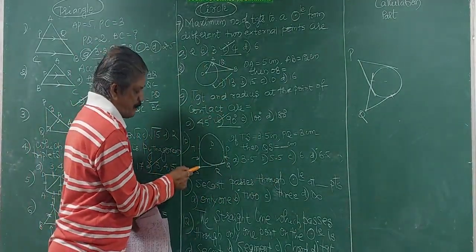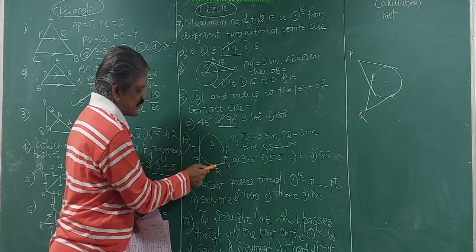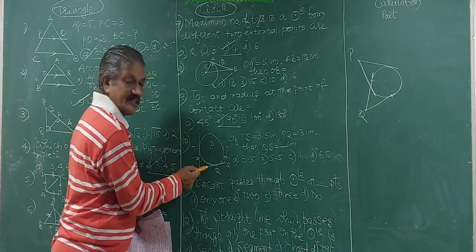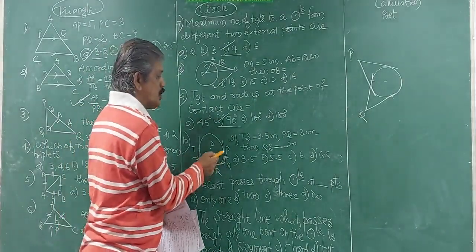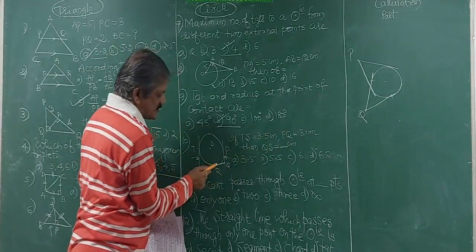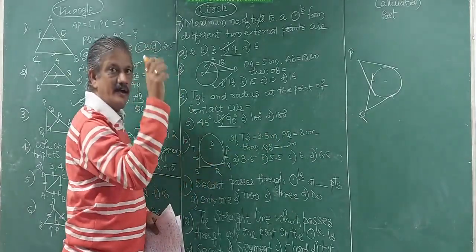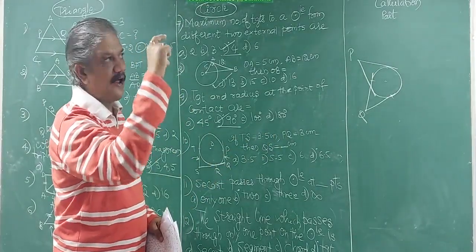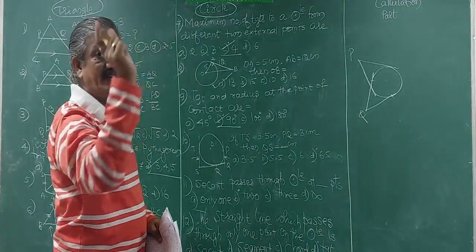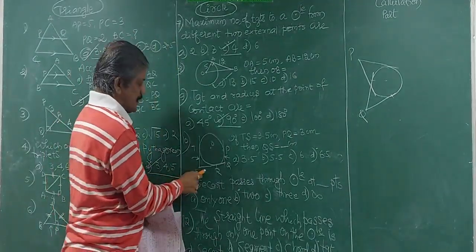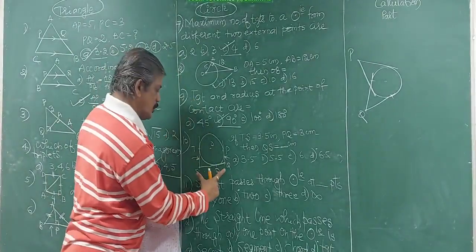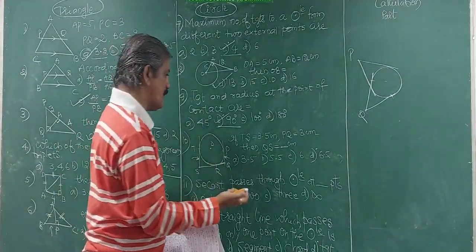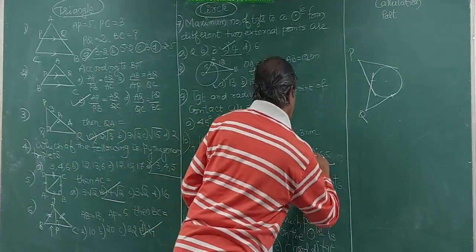Remember, this is an external point. So these two tangents are equal. 3.5 means it is 3.5. PQ 3 means it is also 3. You must see the external point and the point of contact. Don't look anywhere else. So 3.5 and 3, when you add, you will get SQ, 6.5. Where is the answer? Here, D.